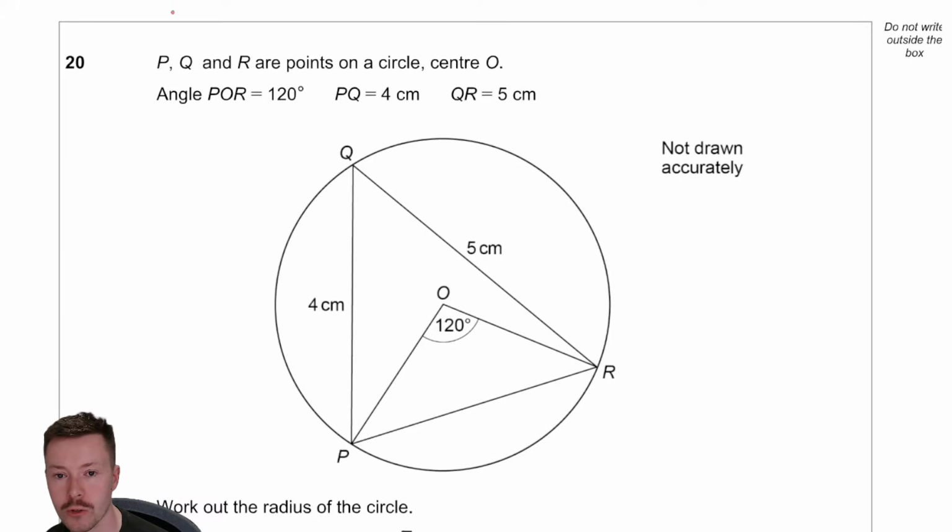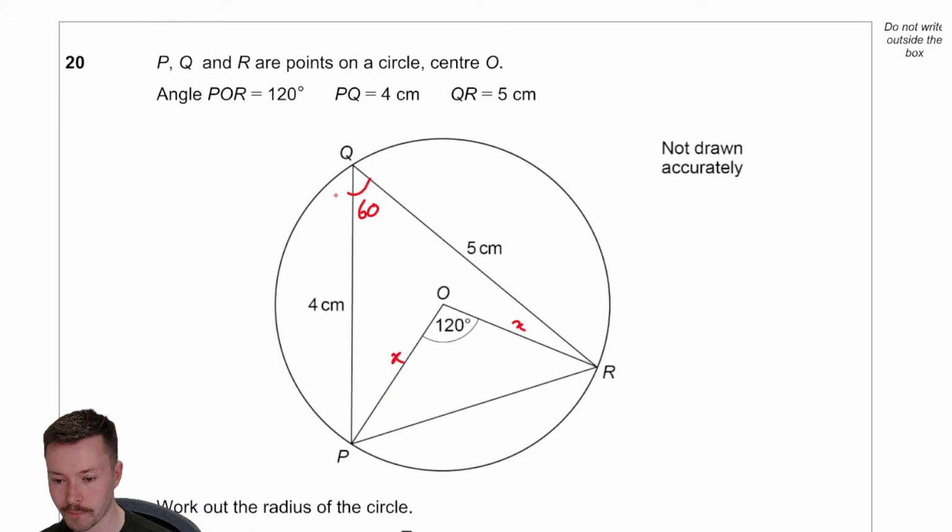So P, Q, and R are points on a circle. Work out the radius of the circle. So we want to work out this bit here. I know this is going to be 60 because the angle on the circumference is half the angle at the centre. We've got this arrowhead here. Now, from that, I can use the 60, the 4 and the 5 to work out PR, and then I can do inverse cosine rule to work out one of the sides, basically. So I think that's what I'm going to do. Not easy, but we're going to try it.